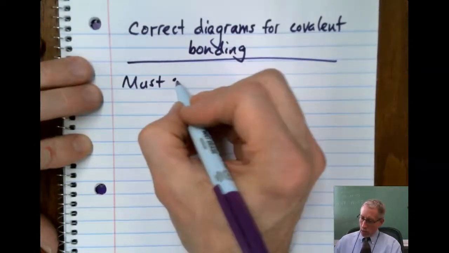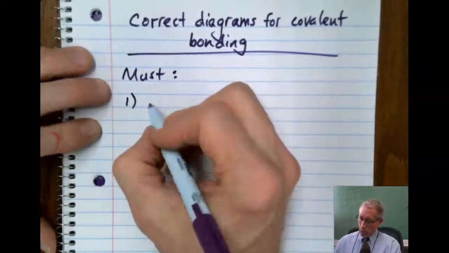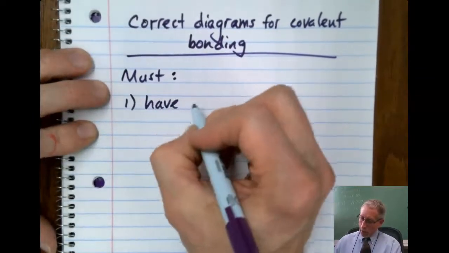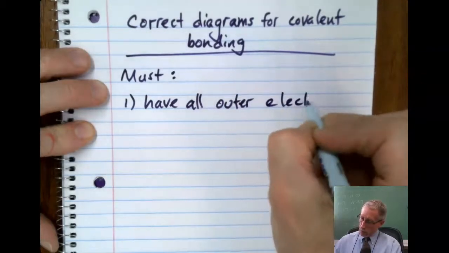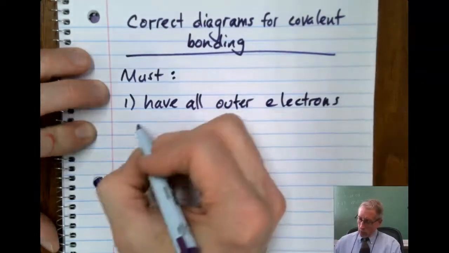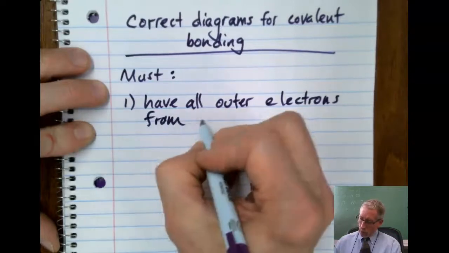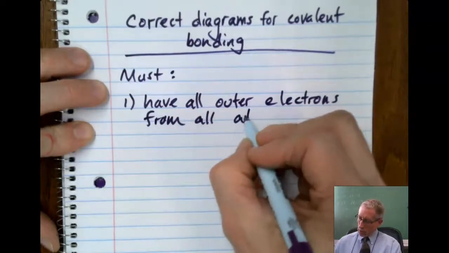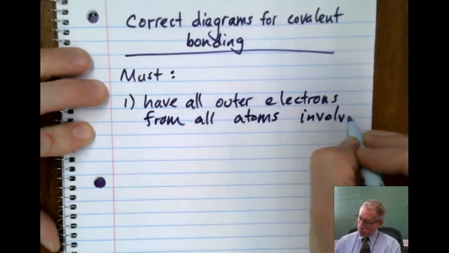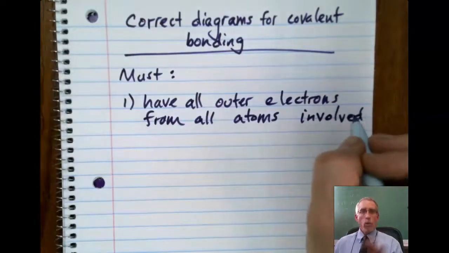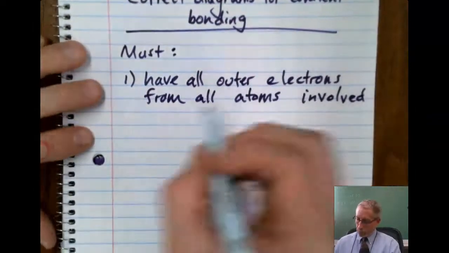Must have all outer electrons from all atoms involved. Okay, I'll show you what this means. I'm just going to write it for now.